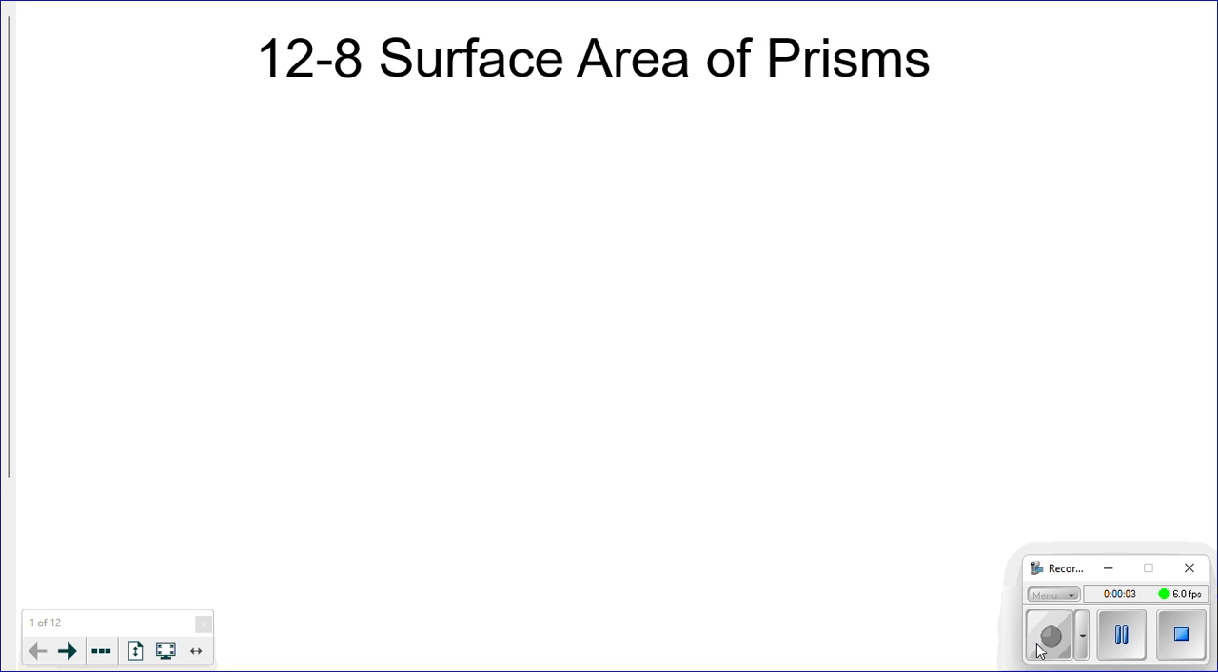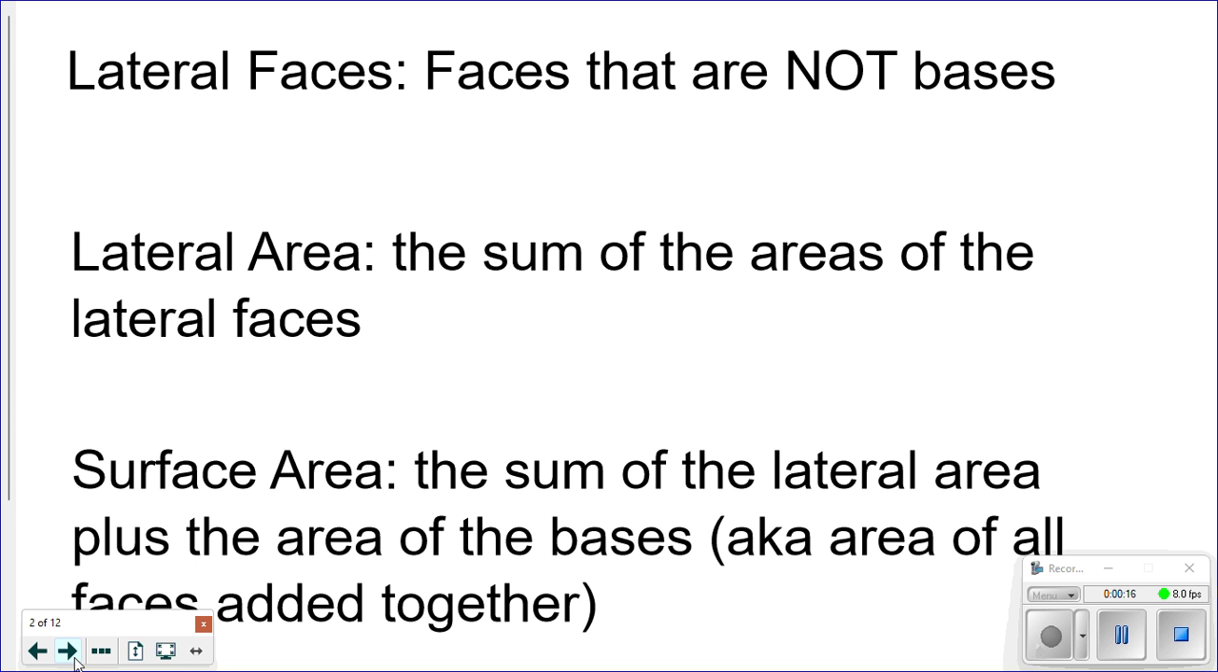This is 12.8, surface area of prisms. Guys, we're getting there. We have only a few lessons left in the book, and we're going to get them finished. So we have surface area of prisms next. Now, I have a few definitions for this lesson.